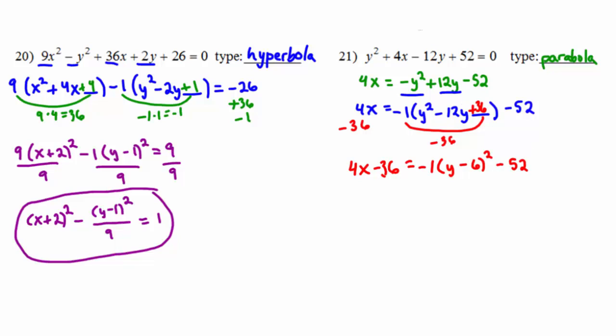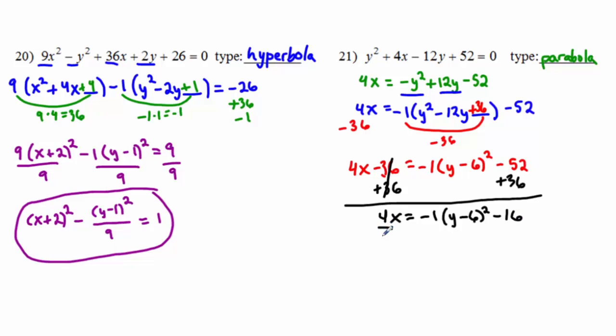And the only thing that's wrong with it now is that I don't have x by itself, so I would finish by adding 36, which is 4x equals negative 1 times (y − 6)². Negative 52 plus 36 is, I think, negative 16.